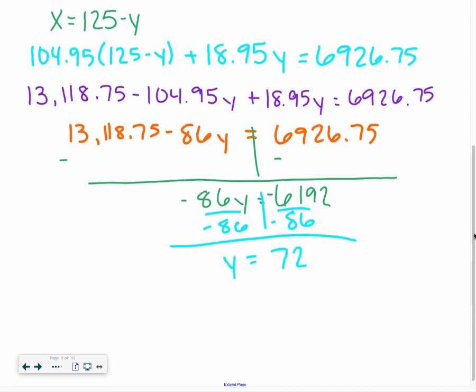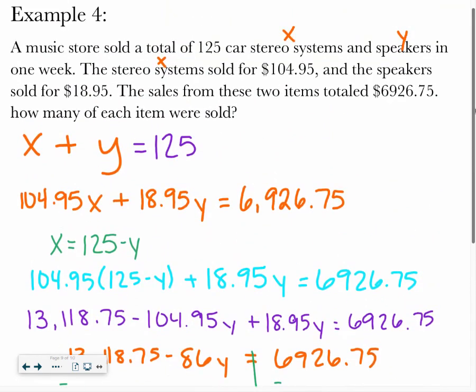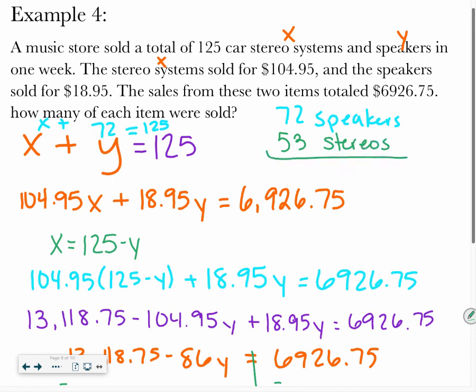So that means I sold 72. What does Y stand for? Speakers. Okay, so 72 speakers. And how many stereo systems did I sell then? Well, I know I sold 125 items total. So if I sold 72 speakers, that means I sold 53 stereos. And that would be my answer for this problem.